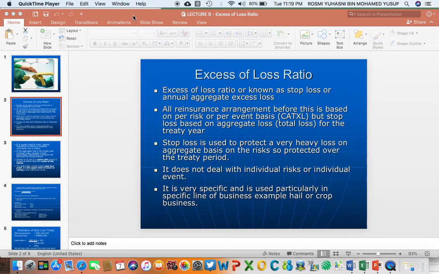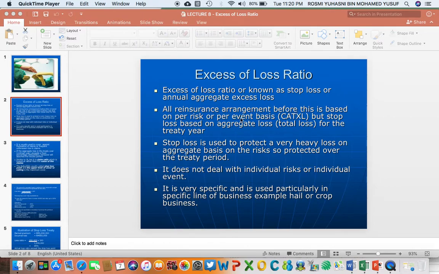And why is there a word ratio there? Because this reinsurance is based on claim ratio. So what is claim ratio? We will look at that. It is called excess of loss ratio, or stop loss, or sometimes by a longer name, annual aggregate excess loss. Annual aggregate, because it looks at the total claim ratio for one year for reinsurance to get involved in paying claims. They will have to refer to the total annual claims ratio for that particular year.